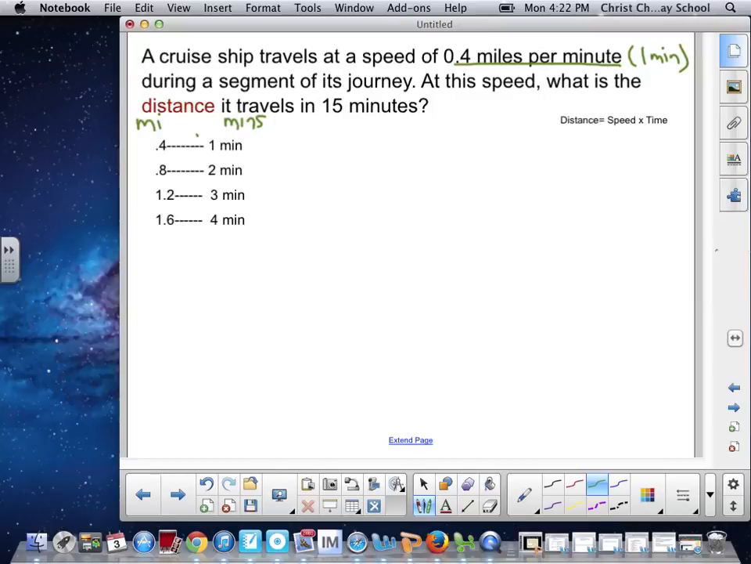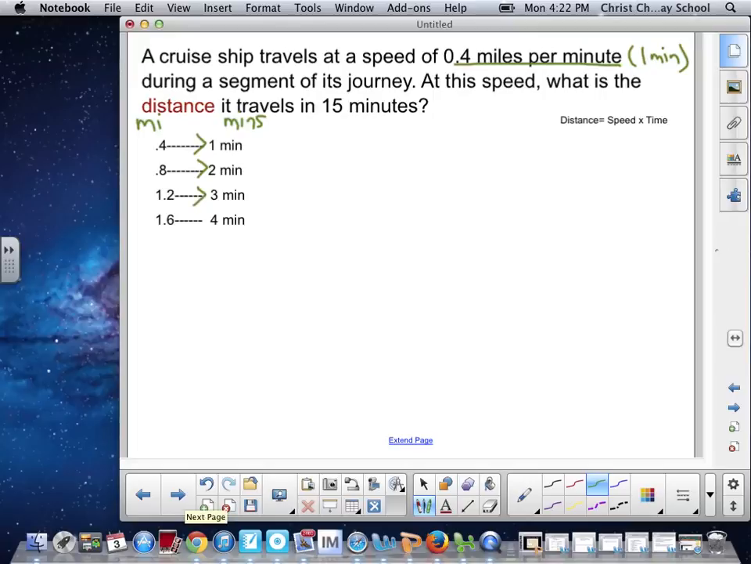So I'm just going to keep going, and I'm going to add another 0.4 to 0.4, and I get 0.8. And it's going to take 2 minutes to go 0.8 miles. I'm going to add another 0.4 to 0.8, and I'm going to get 1.2. So it's going to take 3 minutes to go 1.2 miles.